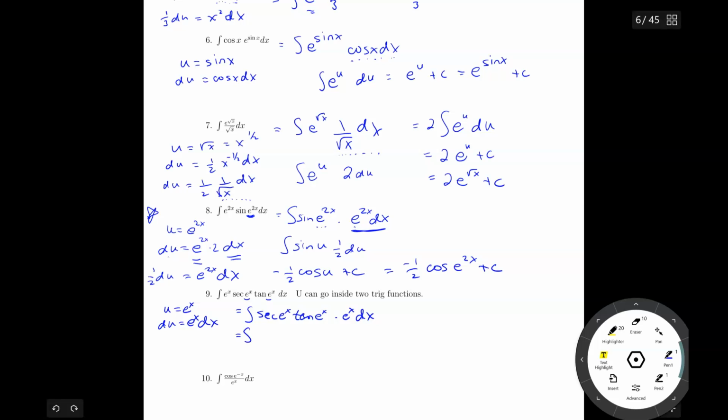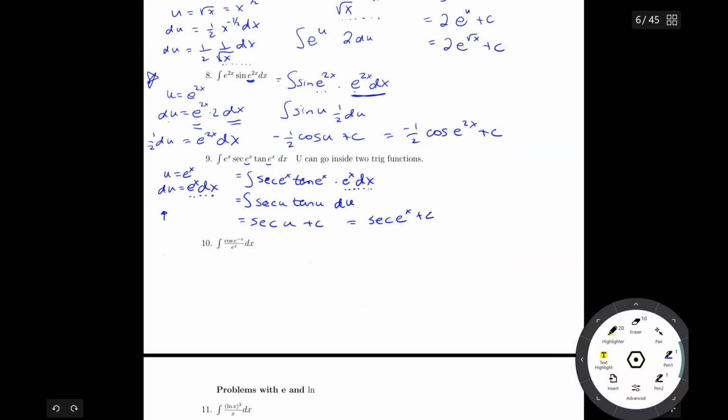All right, so if I start to put in the u, so I have secant of u, tangent of u. This e to the x dx has to come out to get that du in. So now I can take the integral. So you have to have a du once you put the u's back in. So you know that this is secant of u plus c, and then put the x's back in. All right, one last one here.